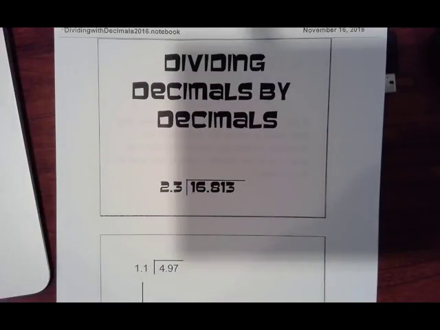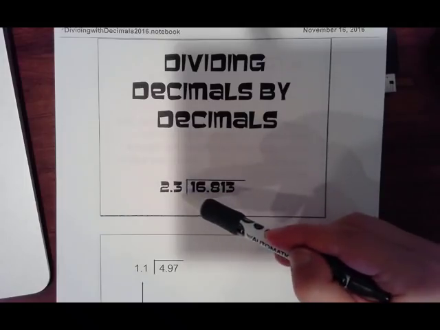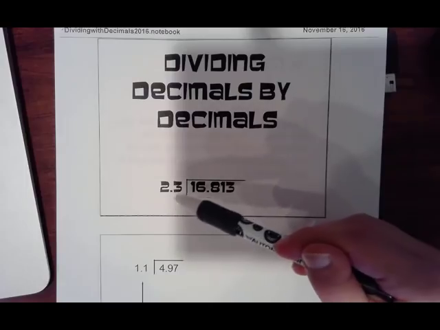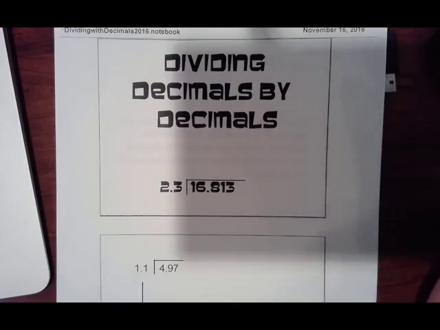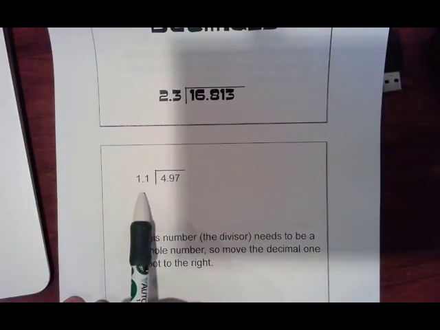This is the last lesson of Chapter 3, dividing decimals by decimals. The previous lesson we divided decimals by whole numbers, so now we're going to look at what we do if we have decimals in the dividend and a decimal in the divisor. So let's look at our first example. We have 4.97 divided by 1.1.